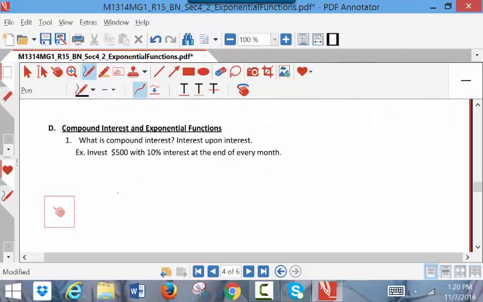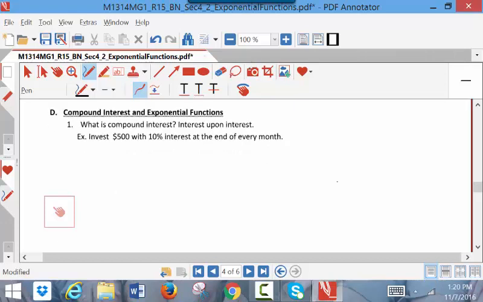Okay, so now is when it gets pretty interesting. Here's where we get into some stuff, compound interest and exponential functions. Okay, so now we're looking at applications. We're going to kind of drop the algebra and get into some serious applications here. What in the world is compound interest? Compound interest is interest on interest, and sometimes that is hard for students to understand. So we're going to take a very basic example.